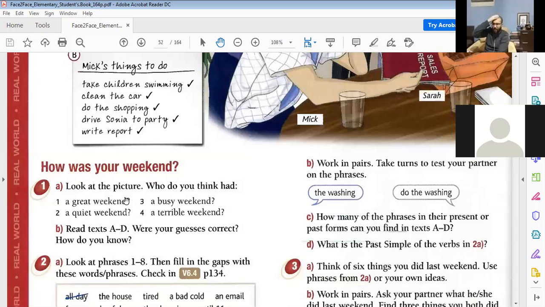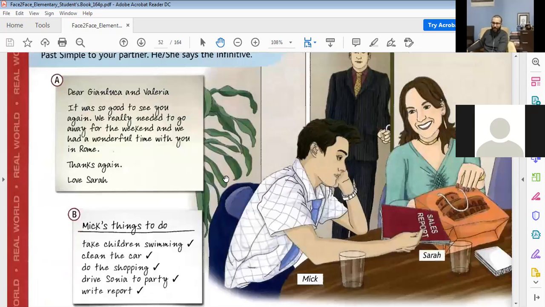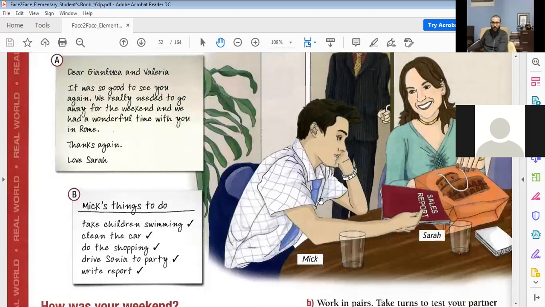Okay, so now from these four letters, do you think our first guess, the one about who had a great weekend, busy weekend, quiet weekend, terrible weekend, were our answers correct? Did we answer it correctly? Yes, I think yes. So this means Mick had a busy weekend, because you can see he has lots of things to do, right? معناها فعلا كان عنده busy weekend, Mick, right?